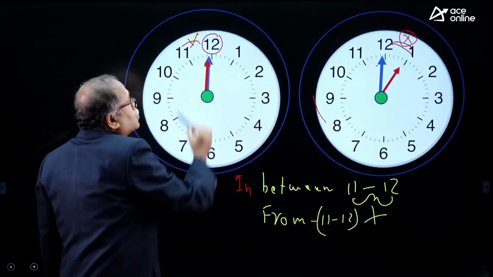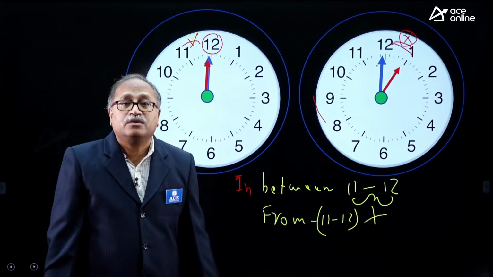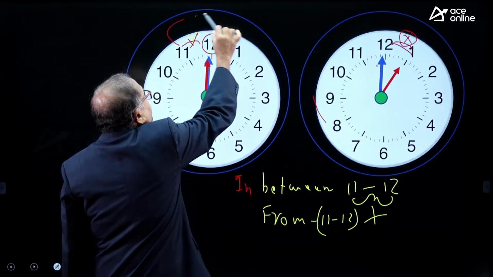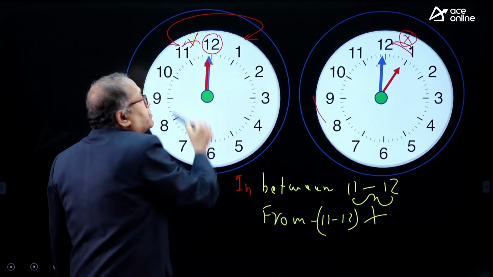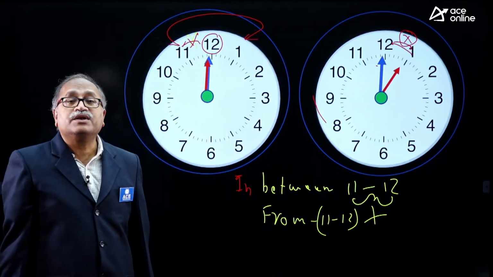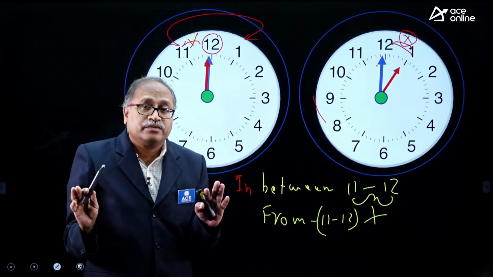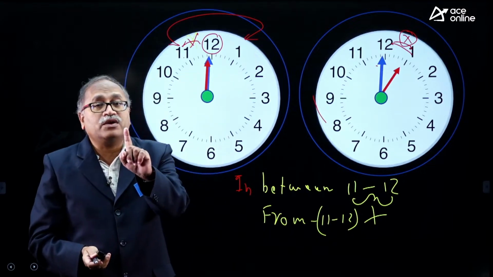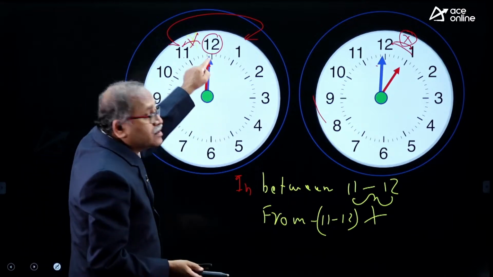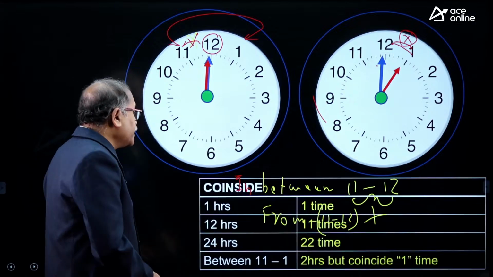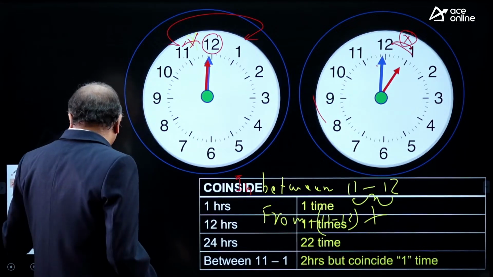In between 11 to 12, there is no coincide. So if I say from 11 to 1, how many times do they coincide? From 11 to 1, the number of hours is 2, but the coincide is only once, and that is exactly at 12 o'clock. So the fact you are expected to know is this.